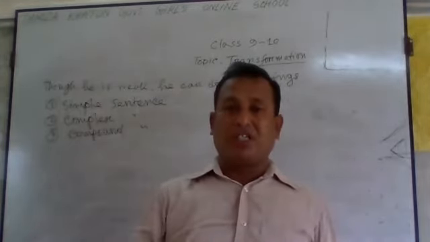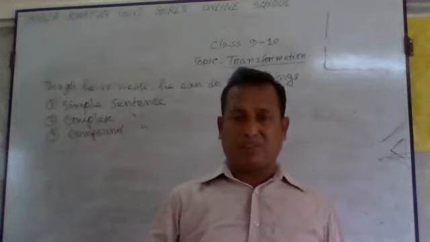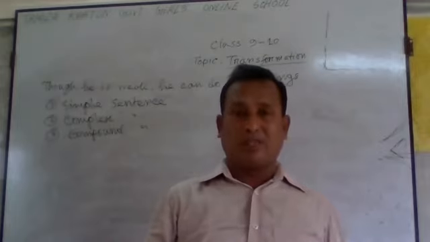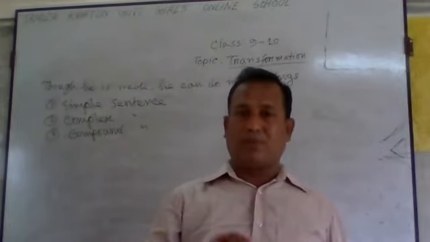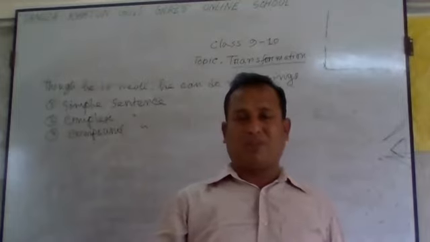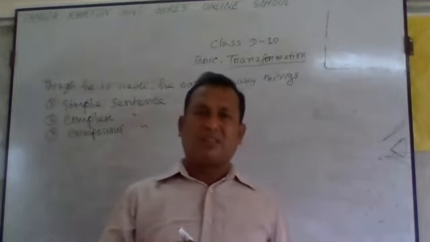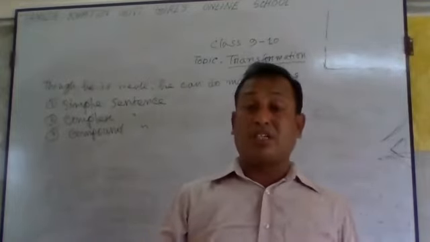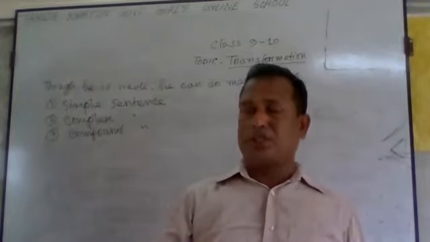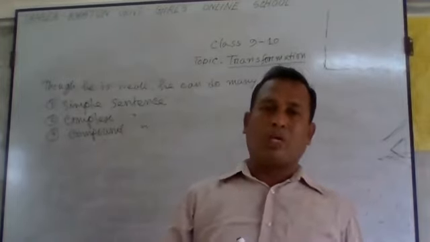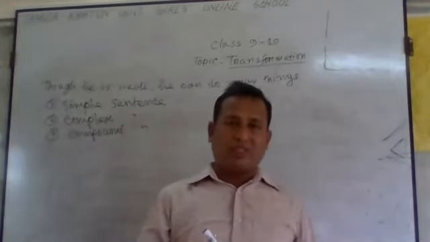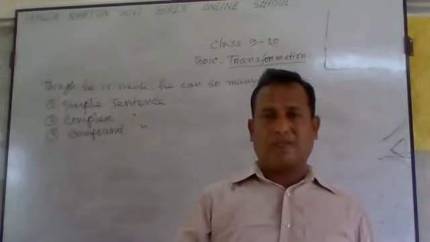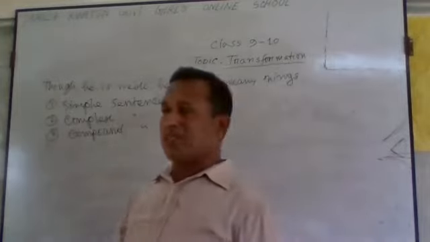The simple sentence is that type of sentence which has one subject and one finite verb. One subject and one finite verb. This is the simple sentence. I repeat, the sentence which has one subject and one finite verb, that is the simple sentence. Okay? I am writing some simple sentences.